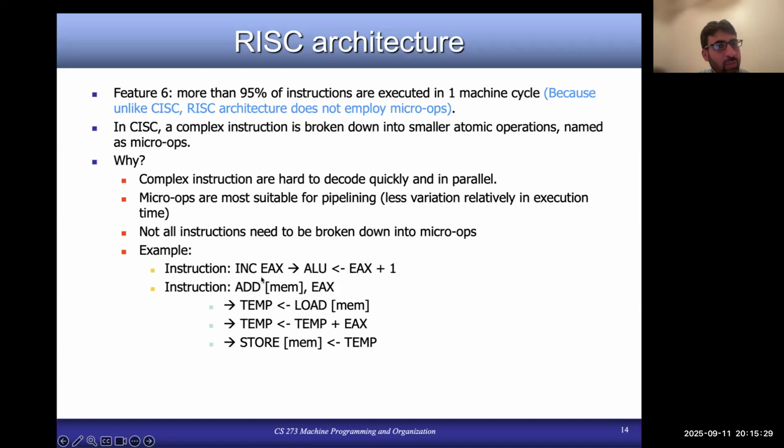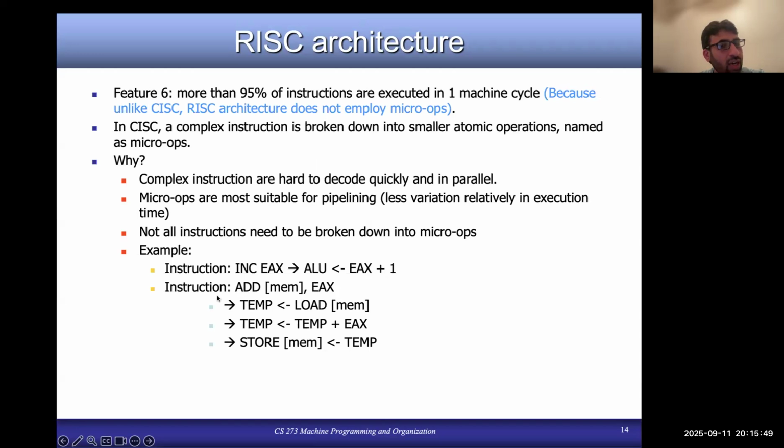So here is an example. Let's say we have INC EAX, and we are talking about CISC processors. This instruction, increment EAX, is already in atomic form. We cannot break it down further. We are simply saying add the value of 1 to the EAX register of the processor.